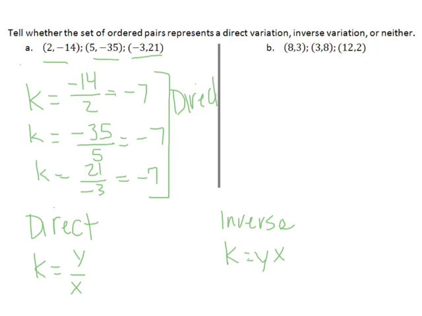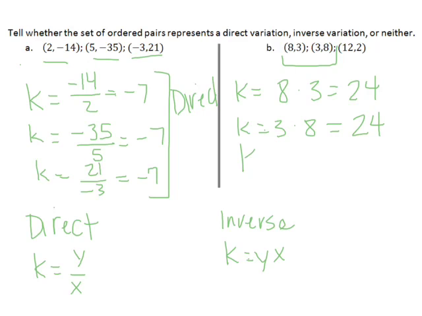The next one, my y and my x just kind of vary. Notice these two ordered pairs have the same exact coordinates, just flipped. So direct is probably out of the question because division is going to be different. But I can try my inverse, and if not inverse, then I can go back and try direct. And if neither, then it's neither. So I multiply for inverse, and I get 24 for the first ordered pair. I can already tell that I'm going to get 24 for the second ordered pair because it's the same exact two numbers. And then the last ordered pair, I'm also going to get 24. So this is inverse.